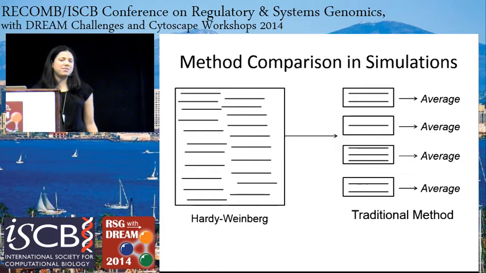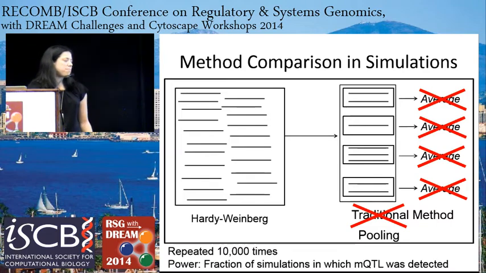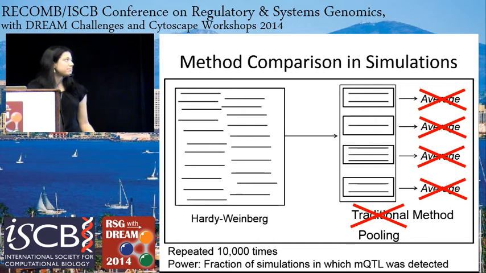We called this method the traditional method because, like the microarrays, it is doing averaging, and microarrays have traditionally been used for MQTL studies. We also simulated our pooling method by, instead of scattering the reads across individuals, imagining that all of our reads were in a single pool, and then computing the association for the MQTL directly from the reads. We repeated this process 10,000 times, and we defined power to be the fraction of simulations in which we were able to detect the MQTL.